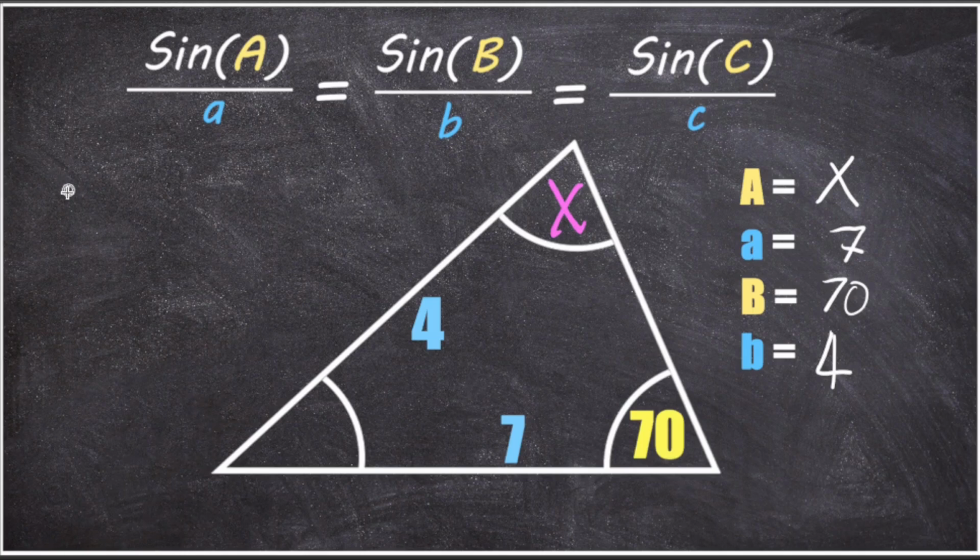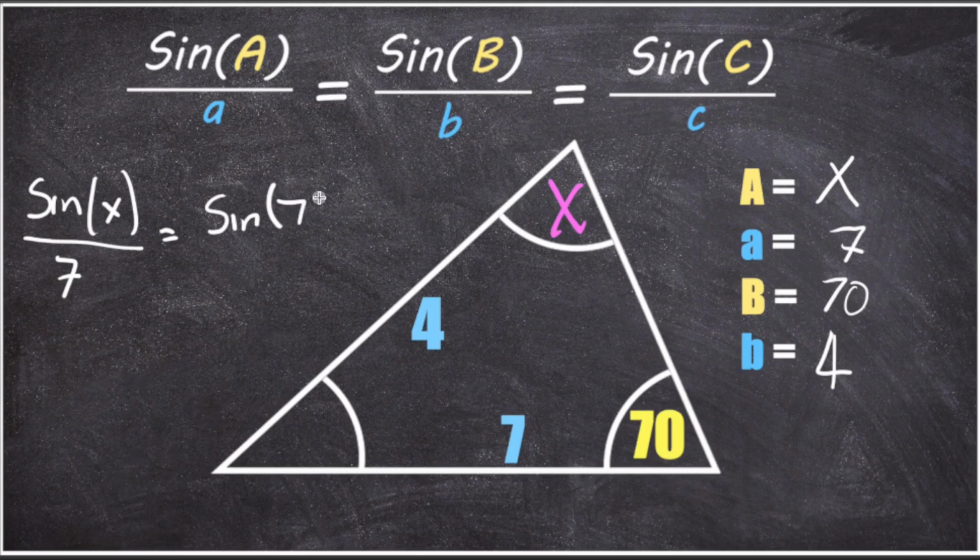And now we can write the equation with the relevant values. So sine of A, well, we've got that A equals our unknown value x, divided by small a, which is the length of the opposite side, which is 7, must be equal to sine B. Well, B is 70 degrees, and all of that is divided by little b, which equals 4.